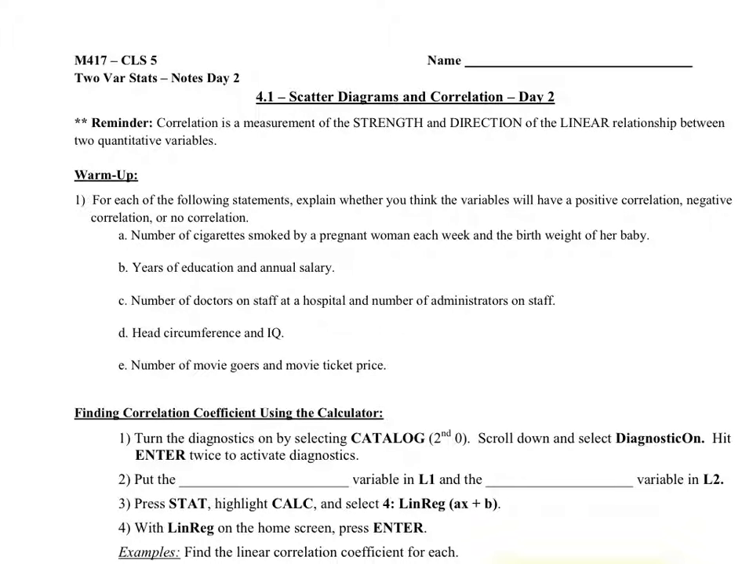All right, so today we're just going to continue our lessons about correlation and scatter diagrams. So just remember that correlation is a measurement of the strength and direction of the linear relationship. If you remember from Friday, we have 4 descriptors for scatter diagrams: strength, direction, shape, and outliers. Correlation is just the strength and direction of a linear relationship.